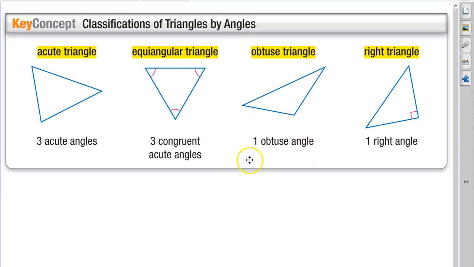Obtuse means you have one obtuse angle, so you have one angle bigger than 90 degrees. Even though the other two are smaller than 90, they're acute, but the one is bigger. And then a right triangle, these two are acute angles, and you have one right angle left over.